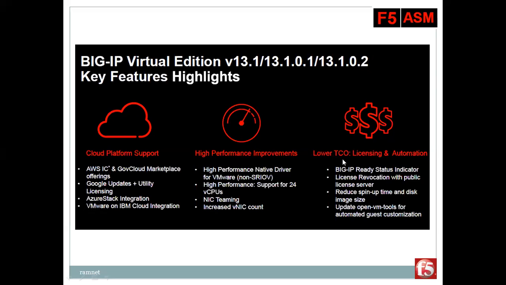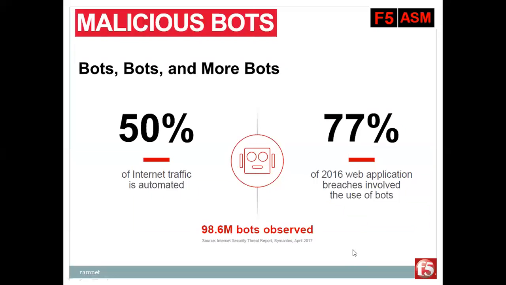Lower TCO, which means total cost of ownership. BIG-IP ready status indicator, license revocation with the public license server, reduced spin-up time and disk image size, updated open VM tools for automated guest customization. These are all the highlights, the key features of this version.